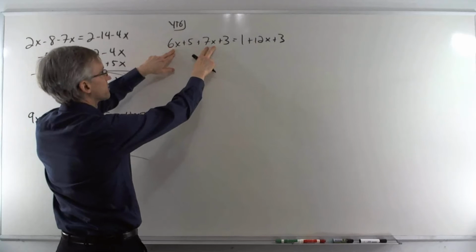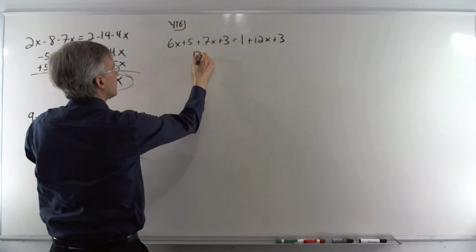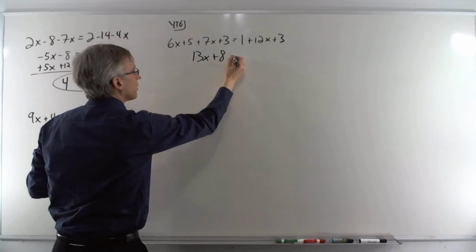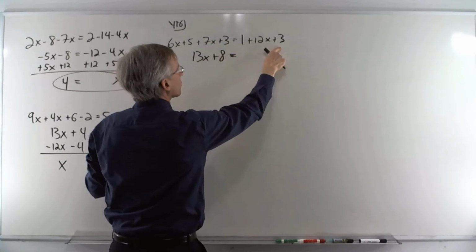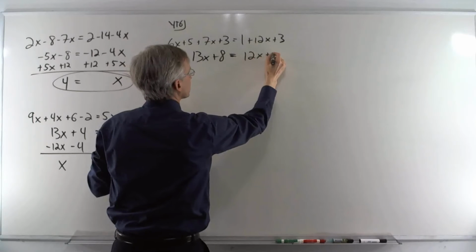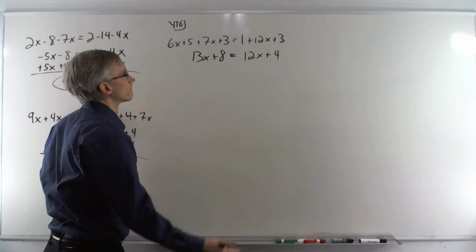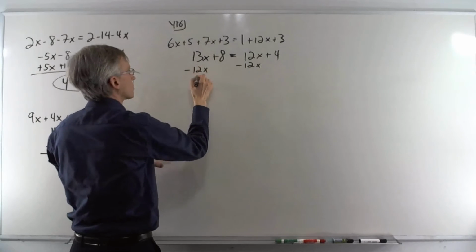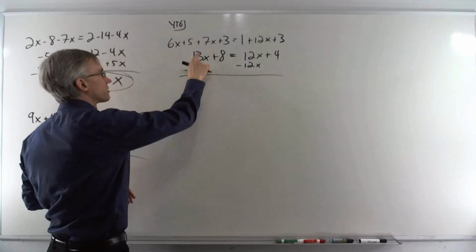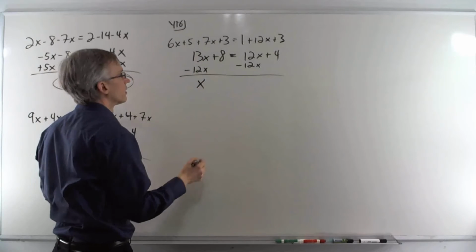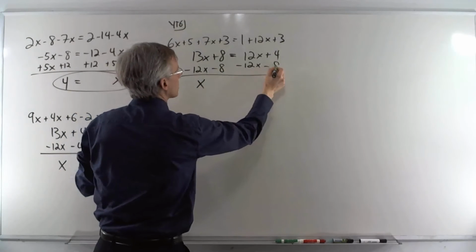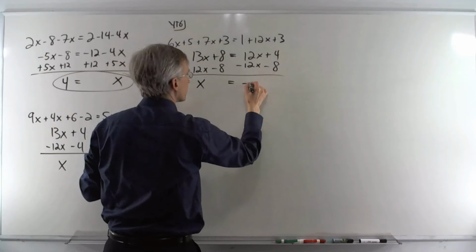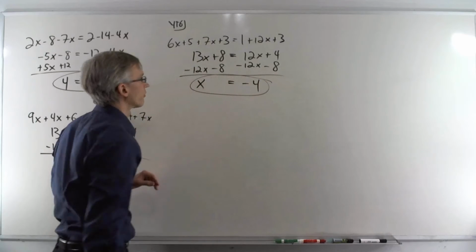Here's one pair of like terms on the left, 6x plus 7x, that's 13x. 5 plus 3 is 8. And on the right, we got 1 and 3 is 4, so that's 12x plus 4. We'll subtract 12x from each side. That'll give us a positive x term here. And then we're going to subtract 8 from each side. So these go away. 4 minus 8 is negative 4. So x equals negative 4.